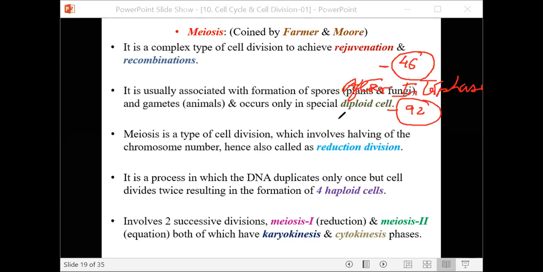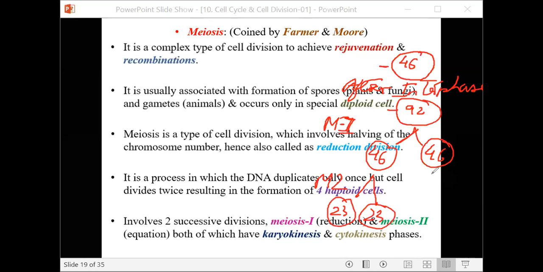Now what is happening in meiosis? I'm giving a gist. In meiosis one, M1 I'm saying, two cells are formed from this 92. So it divides, that means it will become 46. Then in meiosis two, this will again divide and get 23, and 23. To have reductional division. Niranjan, I didn't get your question. To have reductional division for what?